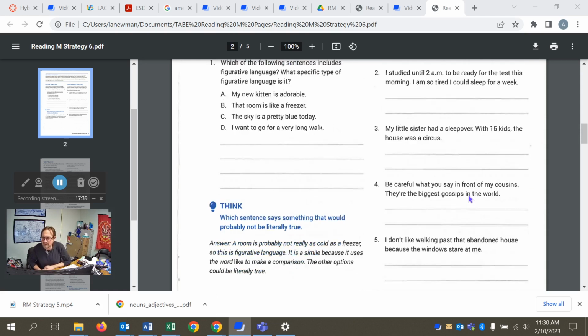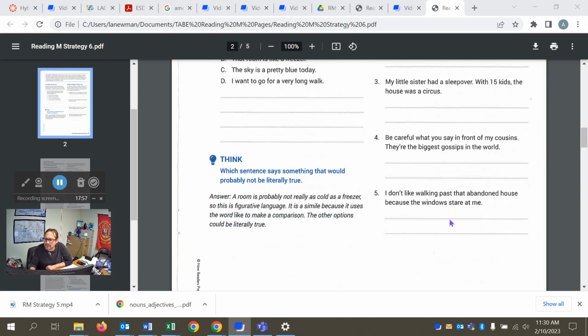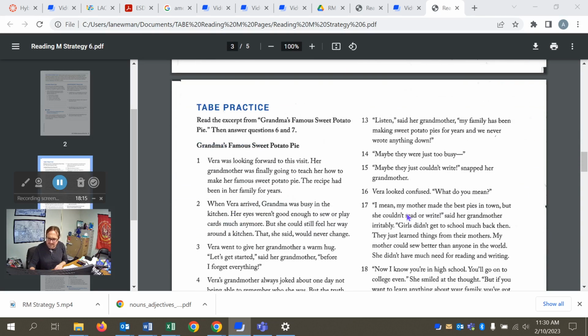Okay, number 4, the figurative language is "they're the biggest gossips in the world." Another example of hyperbole. I guess the cousins could be the biggest gossips in the world, but we have no way of proving it or knowing it without knowing all the world's people. So it's absolutely hyperbole. All right, number 5, "the windows stare at me" is a good example of personification. The windows cannot literally do the action of a verb like staring, but I think we know what the author means. That just the look of the windows is creepy in its silence.